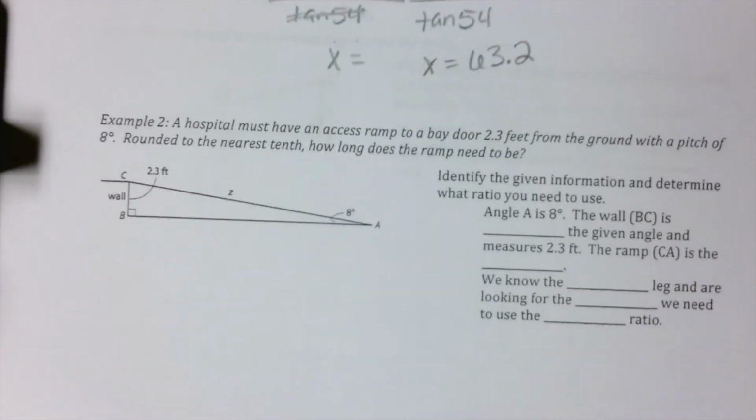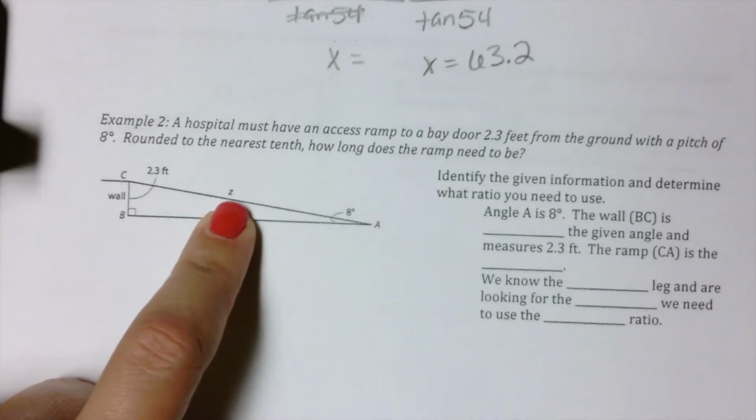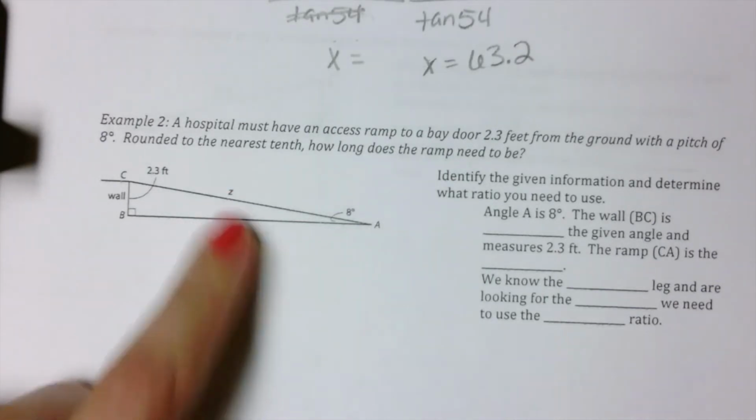Example number 2. A hospital must have an access ramp to a bay door that is 2.3 feet above the ground with a pitch of 8 degrees. Rounded to the nearest tenth, there we go, we got told what to round to there. How long does the ramp need to be? So we're looking for this letter Z right here because that's the ramp itself. That's what we want to find out.